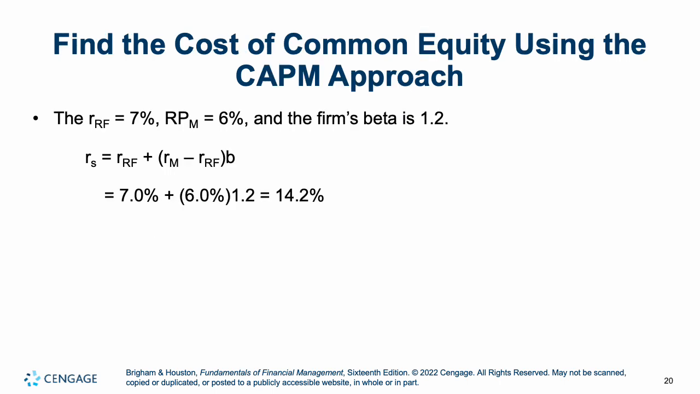So using CAPM, this is one we've looked at here. 7% return on our risk-free securities, such as government securities, plus our risk premium of 6% times beta of 1.2, giving us 14.2%. That is our cost of common equity, or cost of equity, using the CAPM approach.